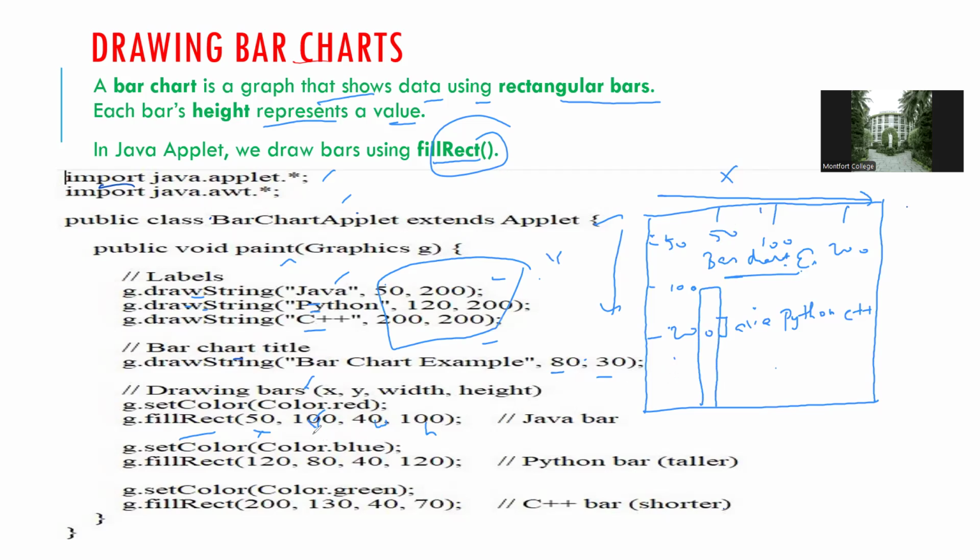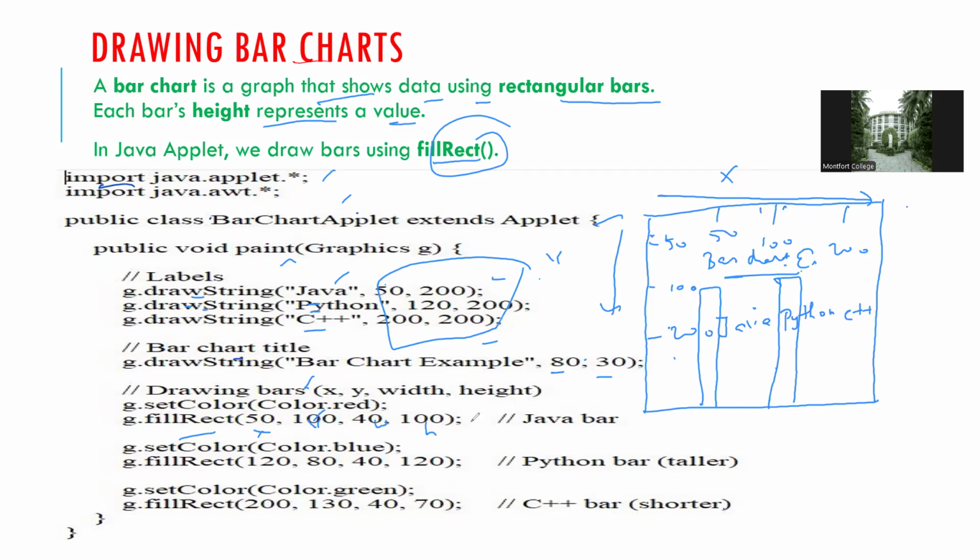Okay. And next we have the bar for Python. So Python 120, 80, 40, 120. 40, 120 means 40 is the width, 120 is the height. Okay. So up to this it will come. Let me draw it. So first we point the x-axis, y-axis. So 120, 80. So 120 on the x-axis, 80 here. Okay, so let me draw a bar for Python. This is the bar for Python.